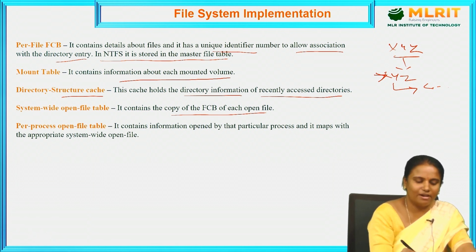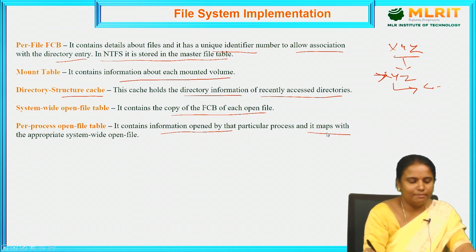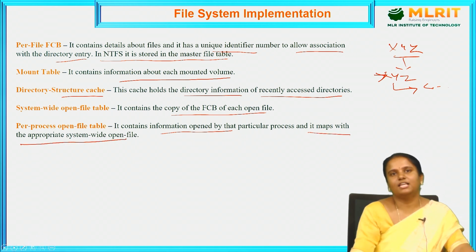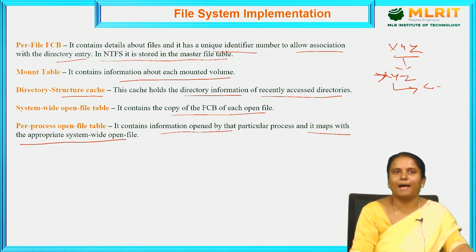The per-process open file table contains information about files opened by that particular process, and it maps to the appropriate system-wide entry when the file is opened. So for each process, it should be mapped with an appropriate entry, otherwise the file cannot be opened. Why? Because the mapping should be done easily; when the mapping is not done properly, the file cannot be opened appropriately. Until the mapping is done, it cannot be opened. That is what the per-process open file table is.